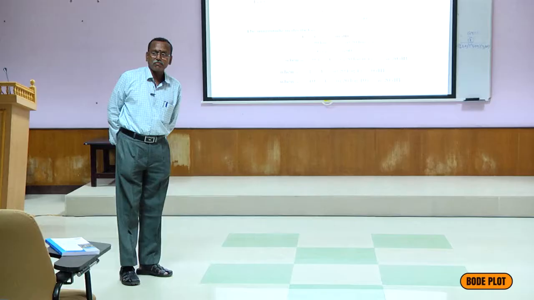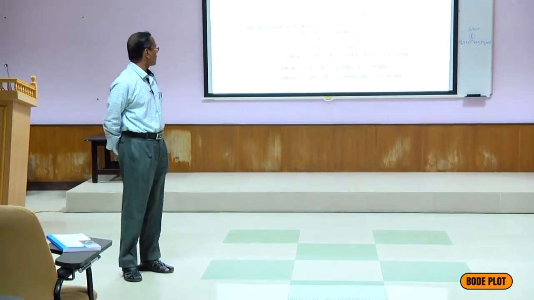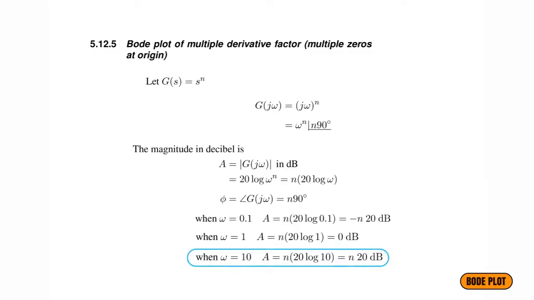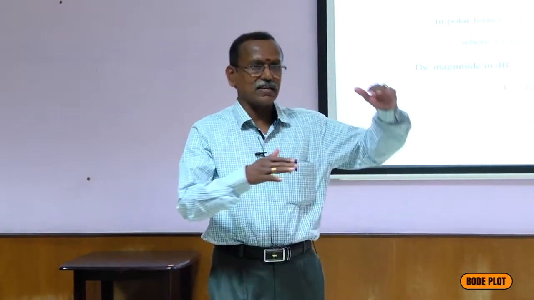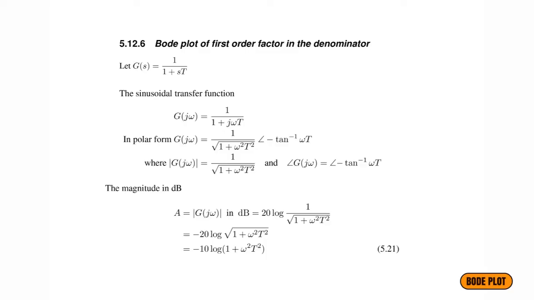When omega equal to 1, it is 0 dB as we have seen already. For both 1 by s power n and s power n in the numerator, when omega equal to 1, the magnitude plot will pass through 0 dB. Similarly, for omega equal to 10, it becomes n times 20 dB, or if n equal to 2, 40 dB. If you see the plot, in the case of 1 by s power n it is a decreasing slope; here it is an increasing slope.